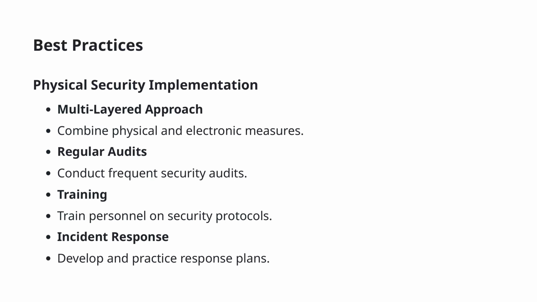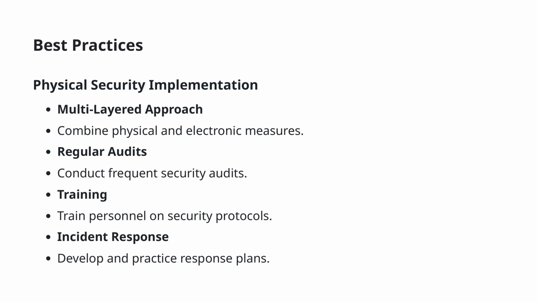Now that we've explored the real-world challenges and solutions in data center security, let's discuss best practices for implementing physical security. Firstly, adopting a multi-layered approach is essential. Combine both physical barriers, like fences and locked doors, with electronic measures such as surveillance cameras and access control systems to enhance security. Regular audits are also fundamental. Conduct frequent security audits to identify and rectify vulnerabilities promptly. This helps ensure your security measures remain effective and up to date.